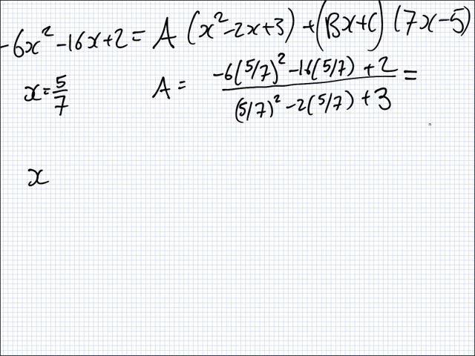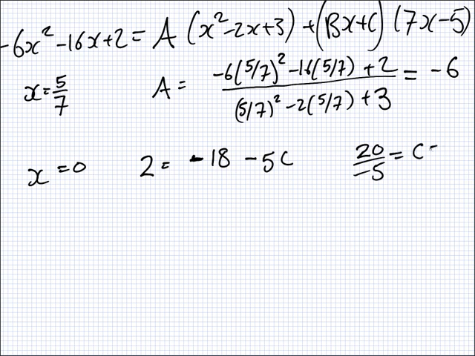Minus 6. Okay, what would be a good value next for x? I think 0 would be good, because then this piece is gone and you would end up getting 2 equals 3a, which is minus 18, plus c times minus 5, so that's minus 5c. So that means you'd get 20 over minus 5 equals c, which is minus 4.